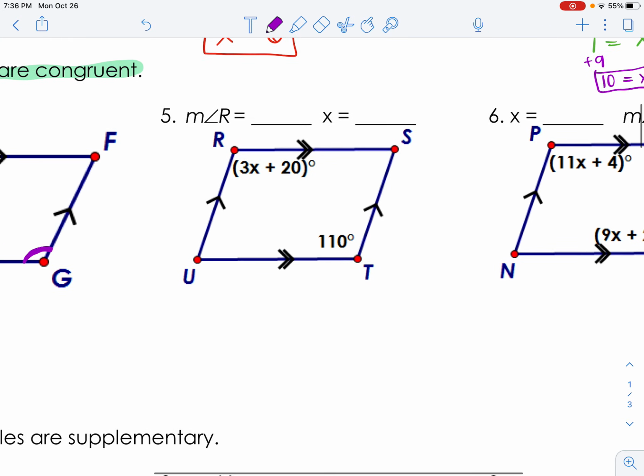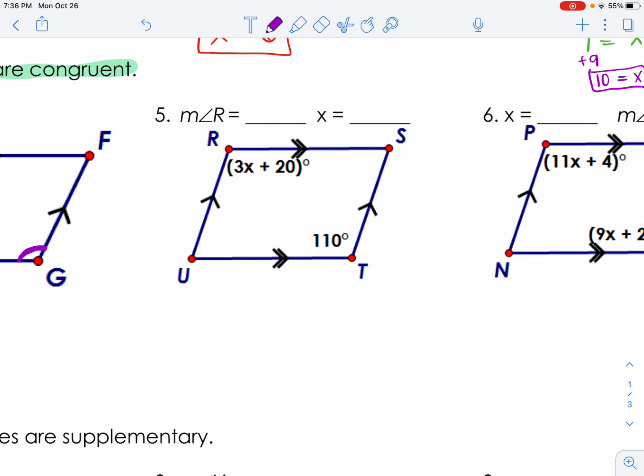Let's look at number 5. So for number 5, I'm looking for the measure of angle R, which is right here. And that angle is opposite angle T.